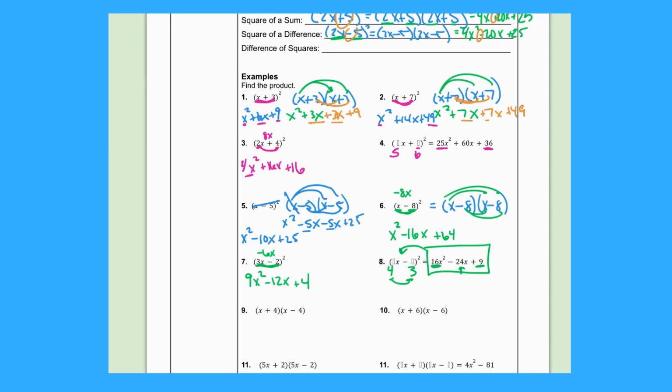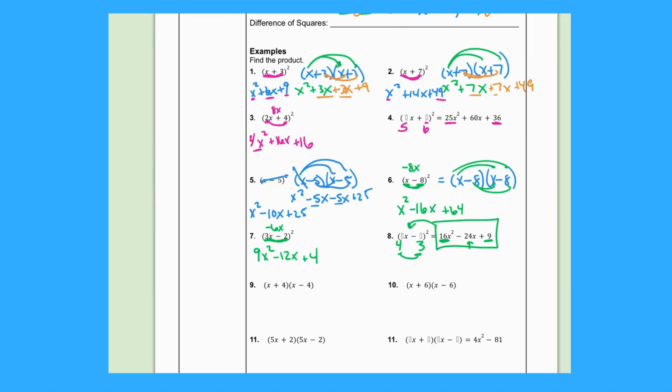Okay, the next one. Let's go ahead and multiply this out. So these, if you notice, are all very similar. They both have an x and a 4, but one's a plus and one's a minus. They both have an x and a 6 for number 10, but one's a plus and one's a minus. And number 11, they both have a 5x and a 2, but one's a plus and one's a minus. So let's see what happens when we do this distributive property.